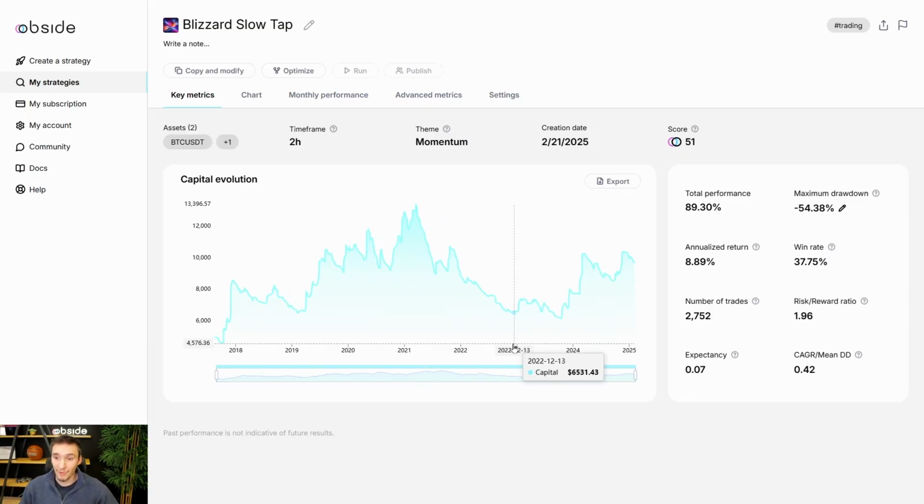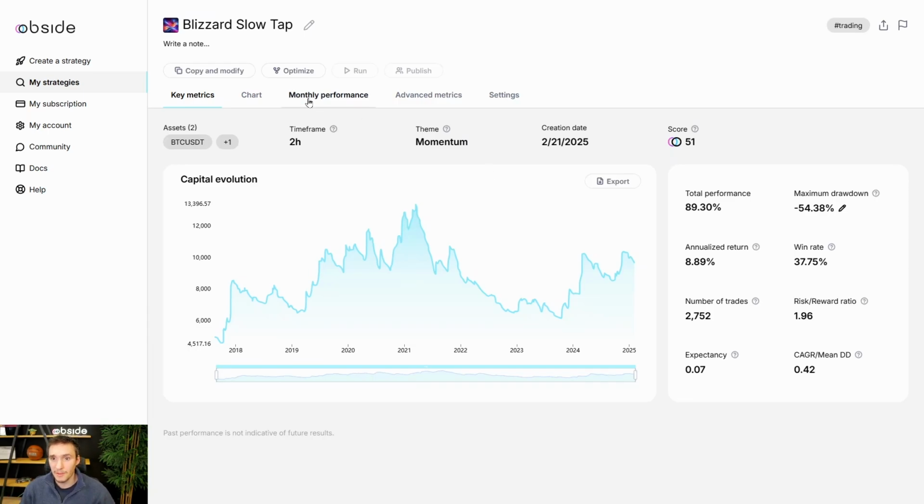So now I have a complete overview of the strategy's performance over the backtested period. I can see the capital evolution chart, as well as some essential metrics here on the right. For example, the total performance, the max drawdown, annualized returns, and so on. This allows me to interpret, just at a glance, if the strategy is good enough or not.